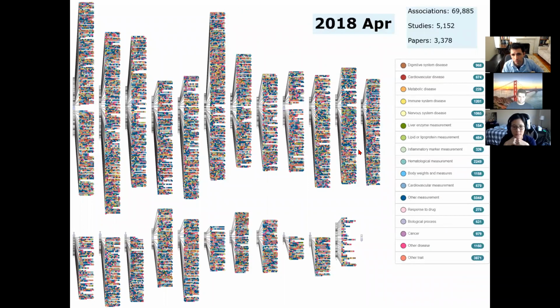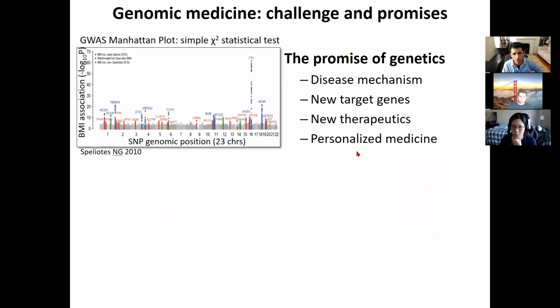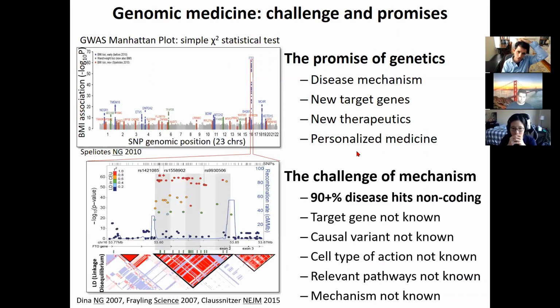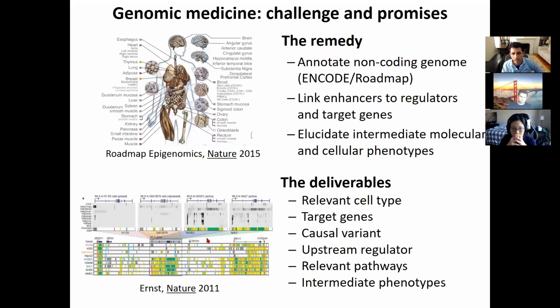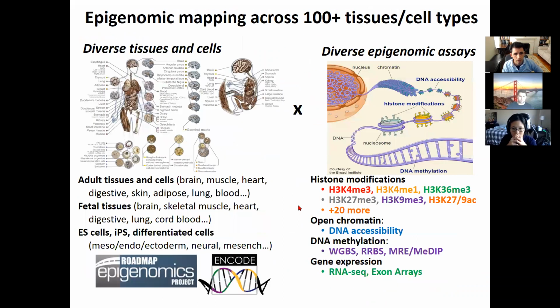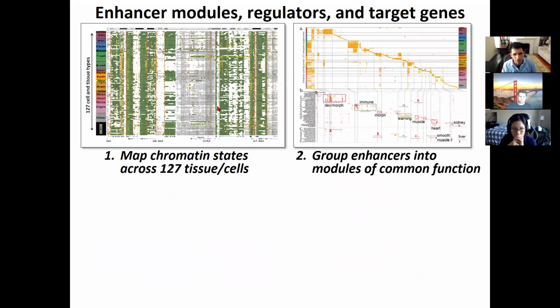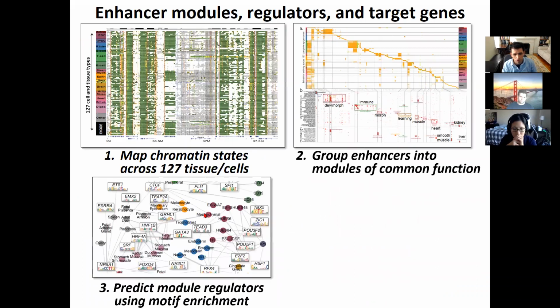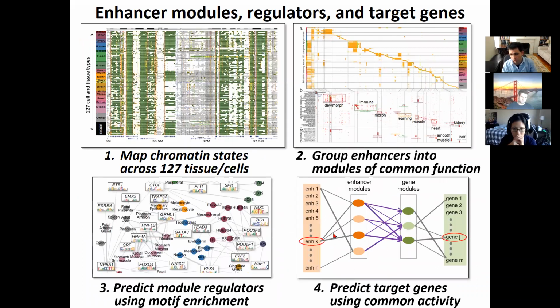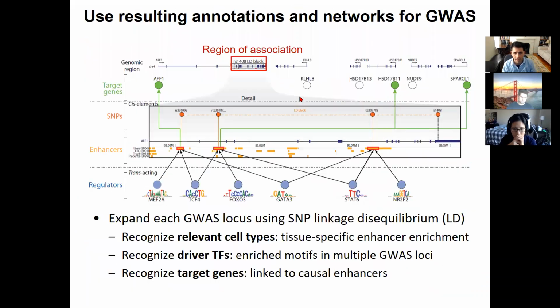We saw this incredible power of GWAS and how it has transformed our understanding of disease, but also the challenge of interpretation and how all of the tools that we've been learning about can actually be very helpful in mapping the non-coding genome and actually annotating these variants. We saw how the mapping of chromatin states, enhancer modules, motifs, and upstream regulators, as well as downstream target genes, can be very helpful in piecing together the circuitry of these disease loci.